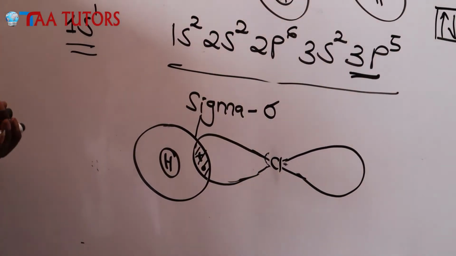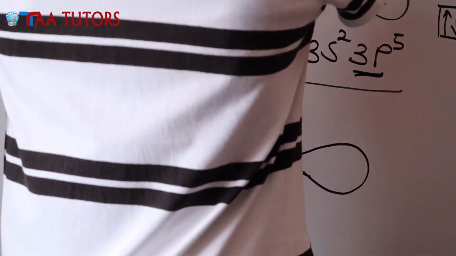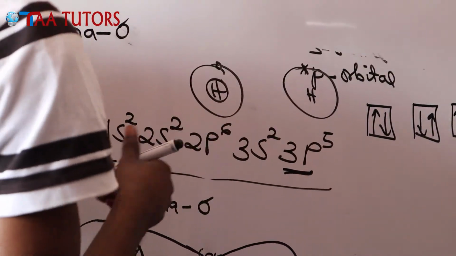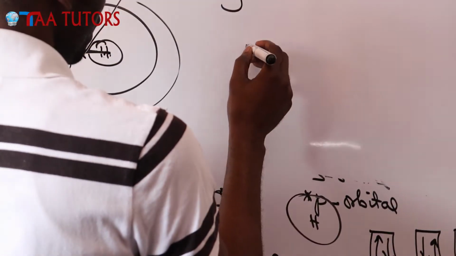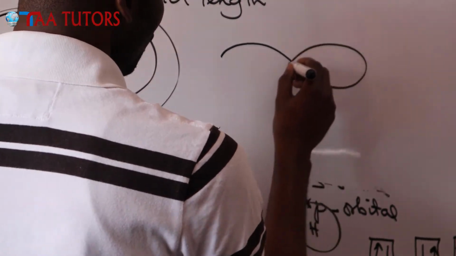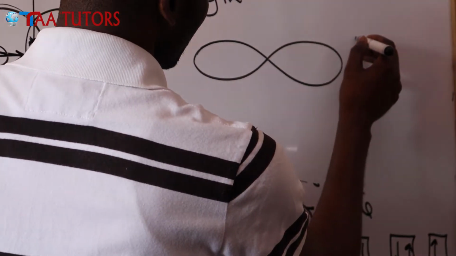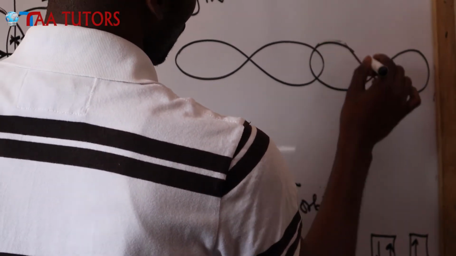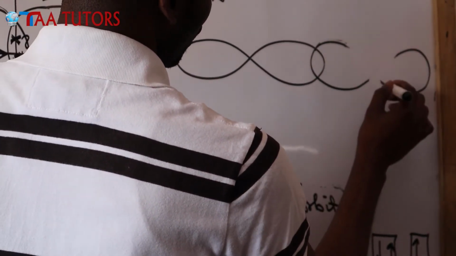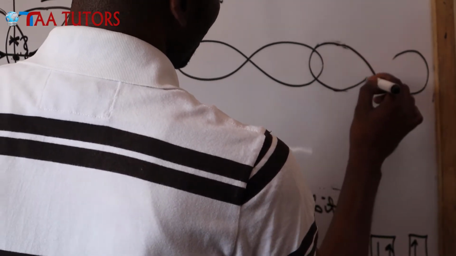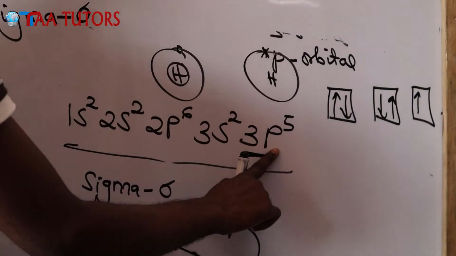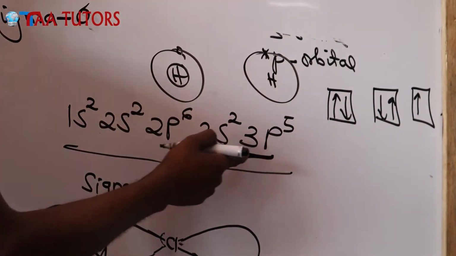What about another single bond, linking two p orbitals, like in this case a chlorine atom plus another chlorine atom? Let's draw something of this nature, and then another one of that nature, because both chlorine atoms have the p orbital linking. We have seen from the electronic configuration that the other orbitals are all filled up.